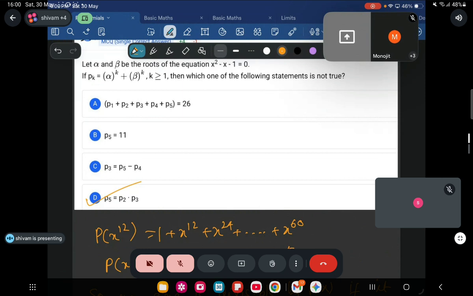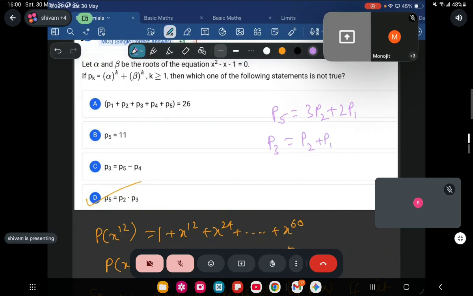Sir, in option D it is given P5 is equal to P2 into P3. Wait, I am writing it down. P5, what did you get? Tell me in terms of P2 and P1. P5 in terms of P2 and P1, I got 3P2 plus 2P1. Yes, sir. And P3 I had gotten only P2 plus P1. P3 you have got it as P2 plus P1. Yes, sir.